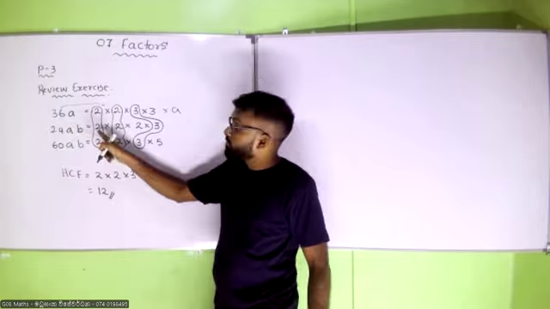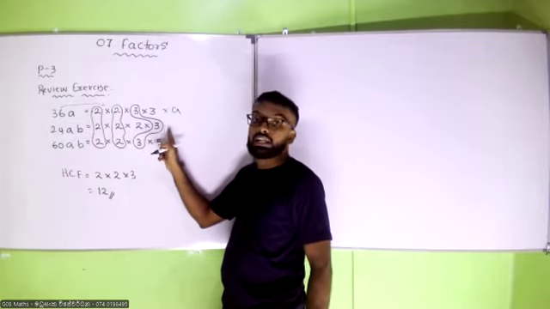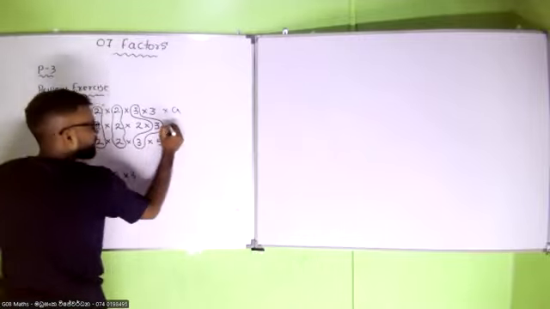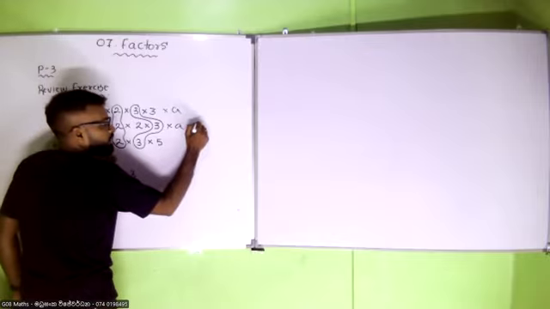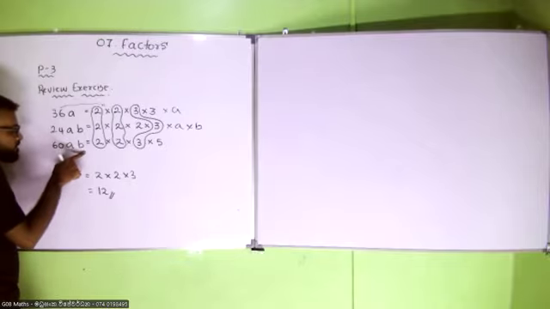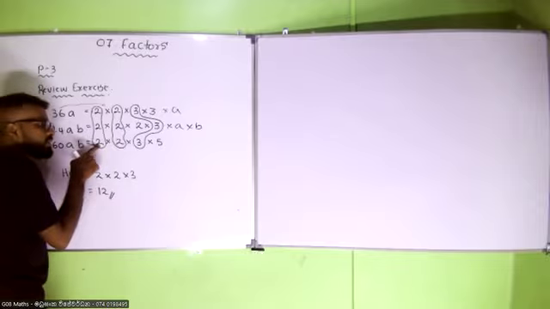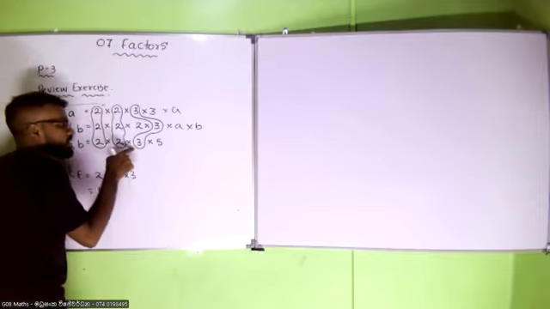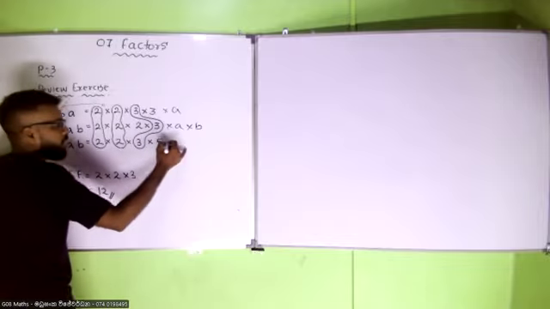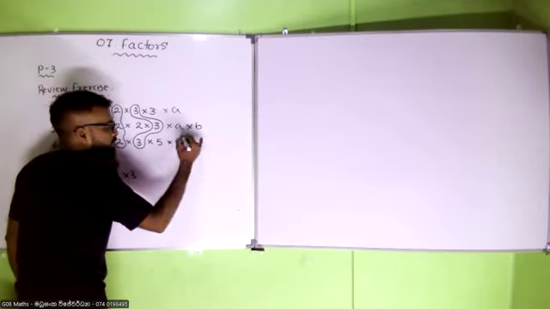24 can be written down as 2 times 2 times 2 times 3. And what about AB? At the end, A multiplied by B. Done. 60AB. Here you have 60. 60 can be represented as 2 times 2 times 3 times 5. Then A and B, A multiplied by B.